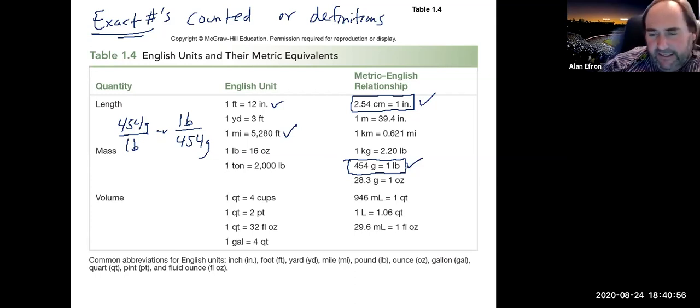So I think that answered your question. There are some that you should know on the review sheet. It will tell you exactly which ones will not be provided for you.